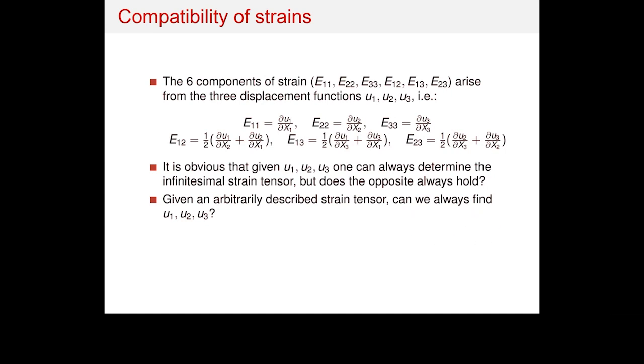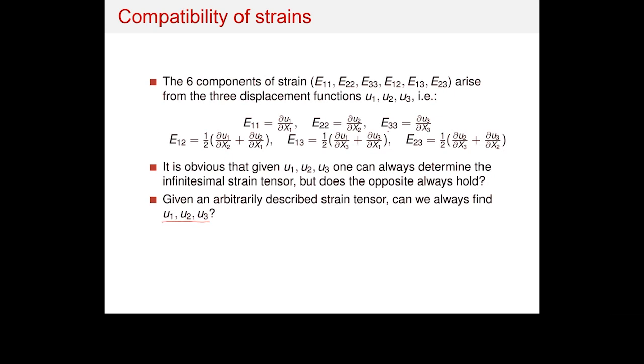So if you look into the strains, you have 1, 2, 3, 4, 5, 6 independent components. Now, these 6 independent components are resulting from 3 independent displacements.